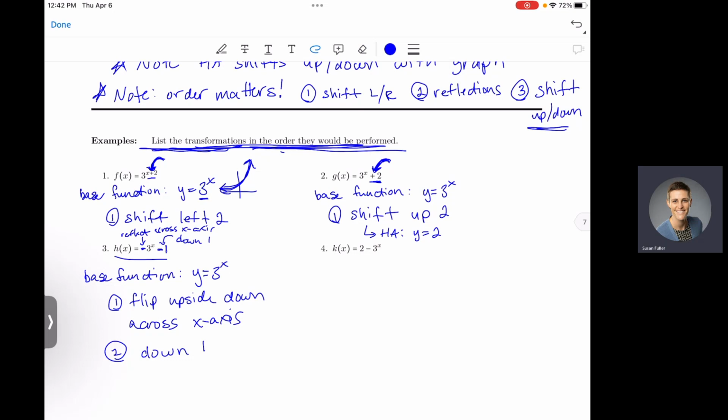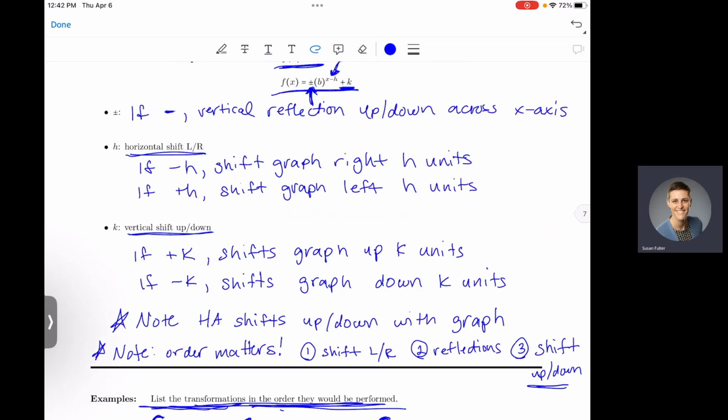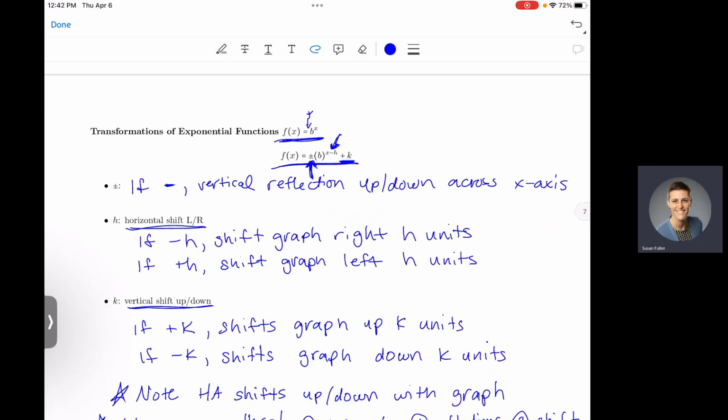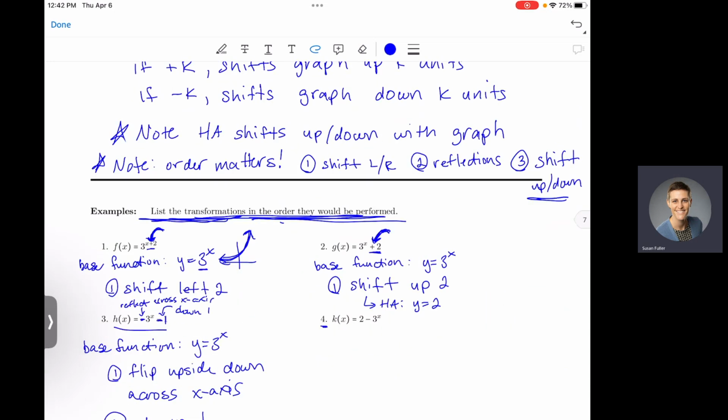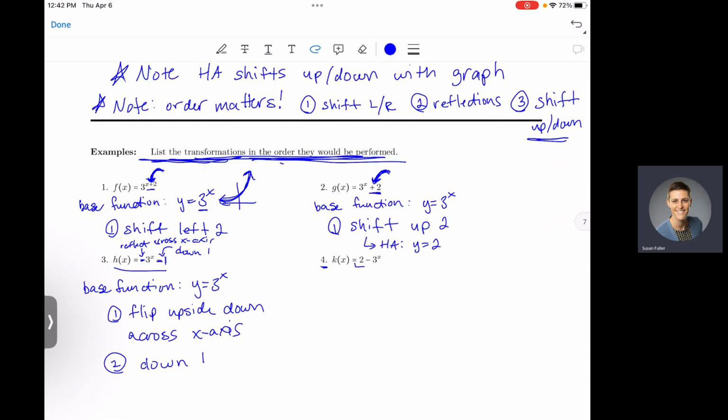All right, last one, number 4. k of x equals 2 minus 3 to the x power. So this looks a little different because up here we wrote this as plus or minus b to the x minus h plus k. Any addition that was happening to our b to the x happened on the right. But this time, there's the number out front here. I'm just going to rewrite this so that my brain can process this a little better so it looks exactly like what we were dealing with before.